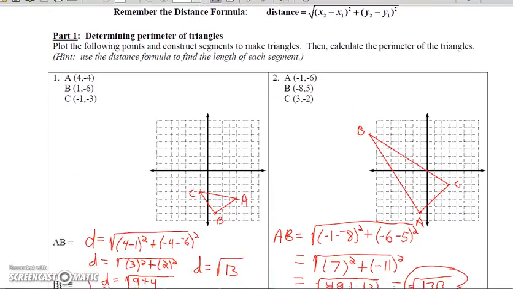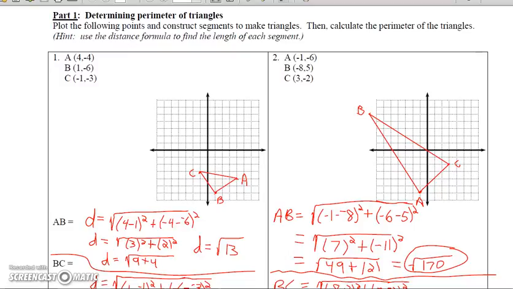Here's an example. Now if you need to pause this and write some of this down and then come back to the explanation, go ahead. What we have in the first example is a triangle. Here's 3 points. We want you to plot these points and connect the points. If you do that, you'll get this triangle. Don't forget to label the points A, B, and C.